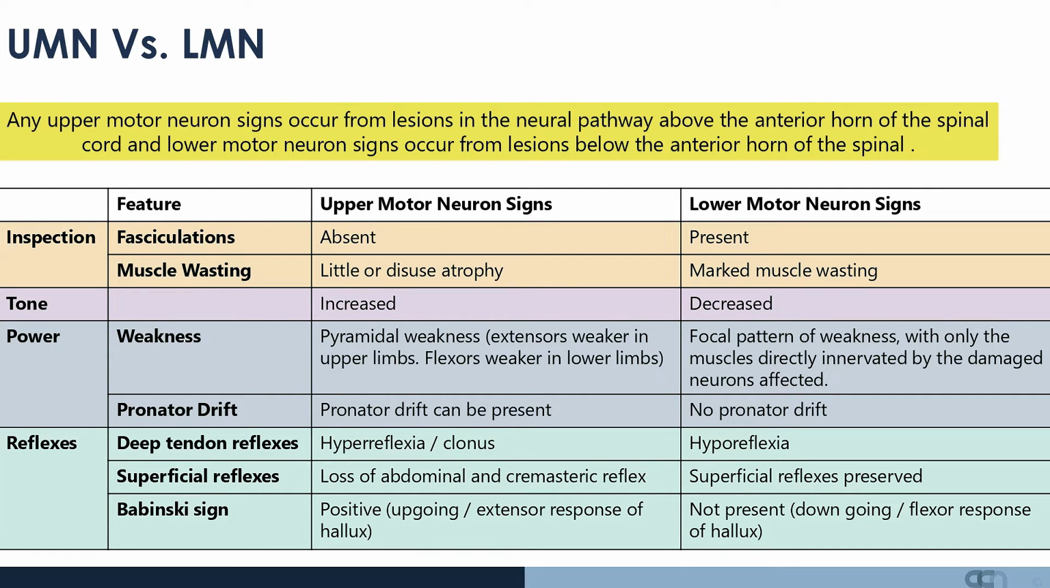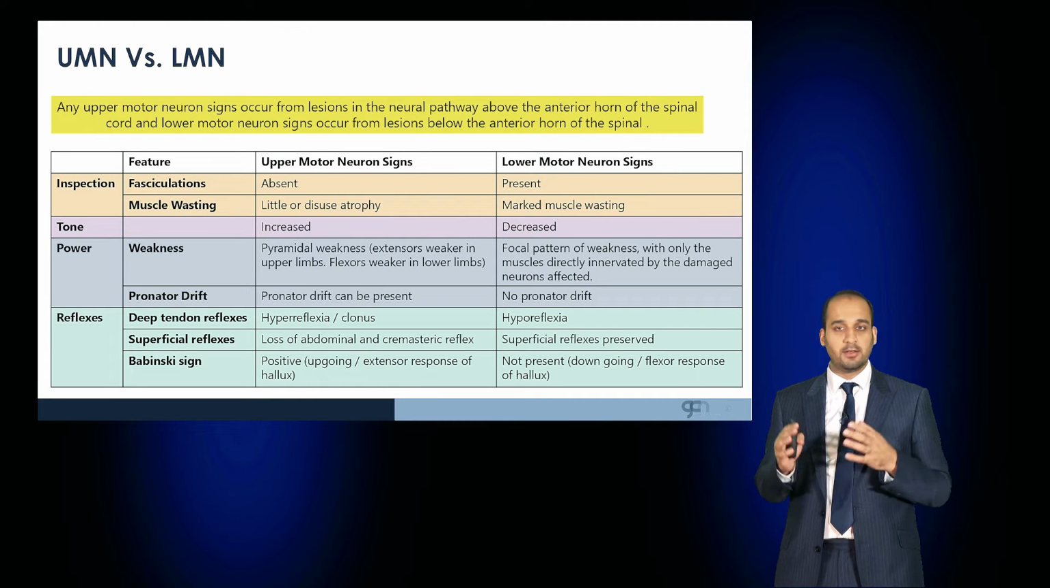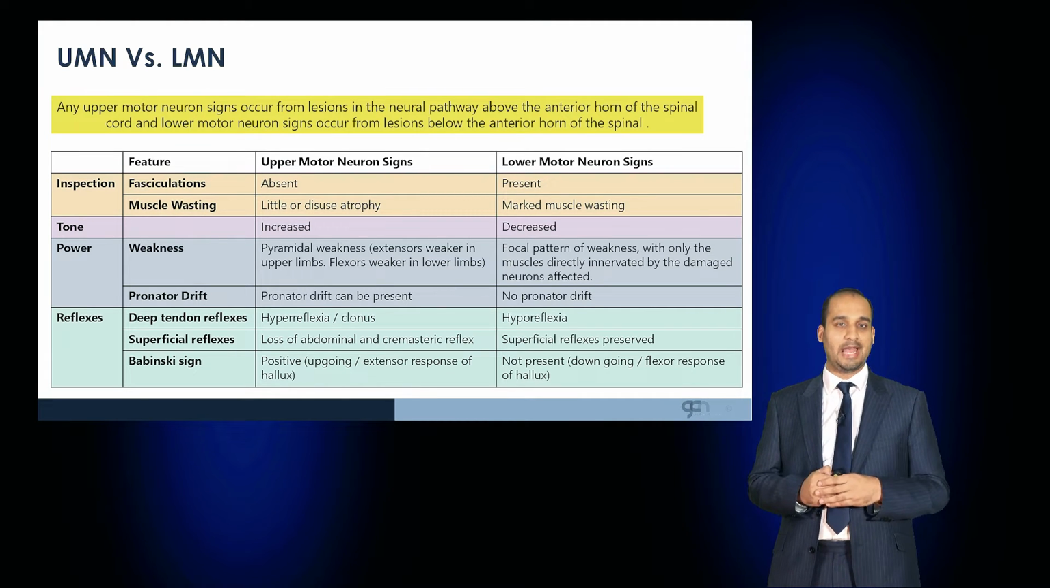Whereas in lower motor neuron conditions, you'd expect marked muscle wasting with fasciculations, hypotonia, decreased tone, a focal pattern of weakness with only the muscles directly innervated by the damaged neurons being affected, hyporeflexia, the superficial reflexes will be preserved, and you'd expect a normal flexor response of the hallux.